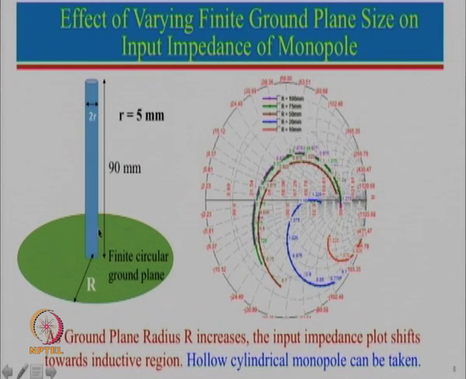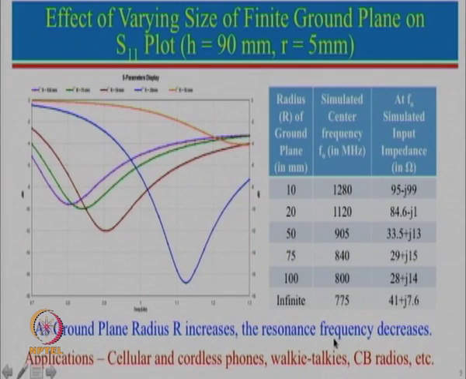So this length will tend towards lambda by 2, but since we started with a lambda by 4 length and it is tending towards lambda by 2, that means the frequency is almost tending towards double the value, since the lambda will be changed. One can see here, it is around 775, and this is tending towards double of this one here. Had we taken an even smaller ground plane, you would see that this is increasing.